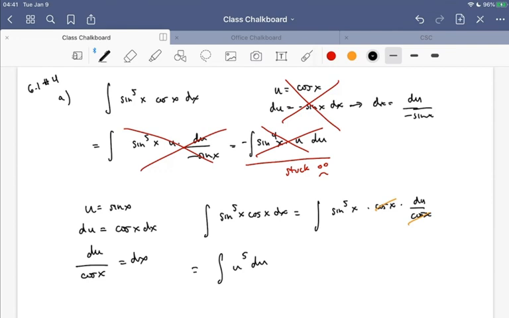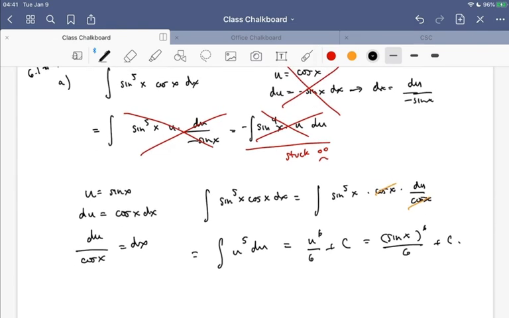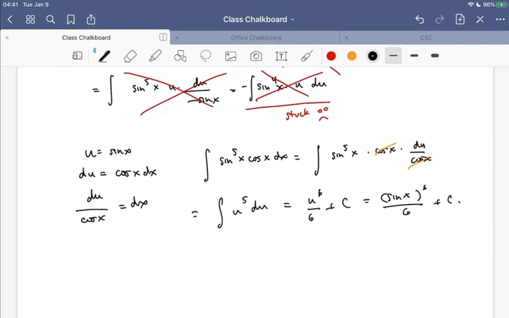All right, well, so then this would be u to the sixth over 6 plus c, and then, of course, what was u? It was sine, like so.